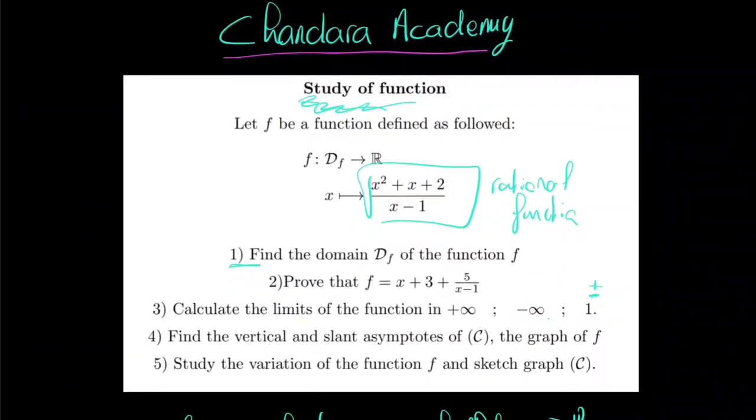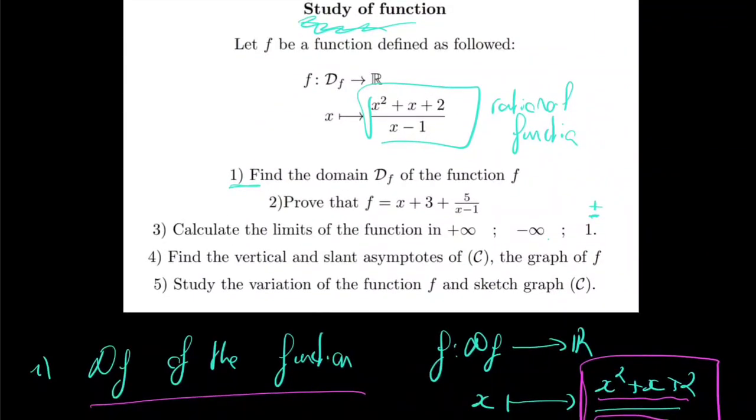We are done with the first part of the exercise. I don't want to do a video much too long for you. Come back for the second part where we will find the vertical and slant asymptote of C, the graph of f, and then study the variation of f. And the finality will be to sketch the graph C.